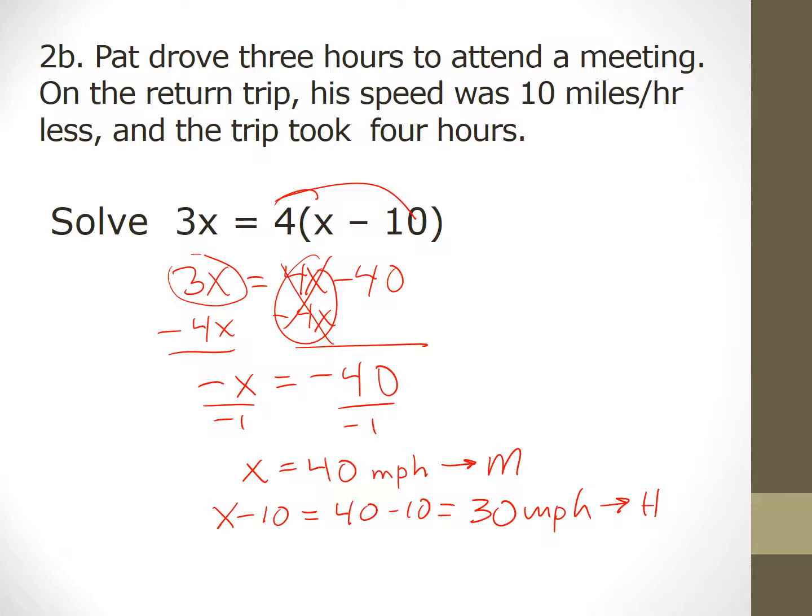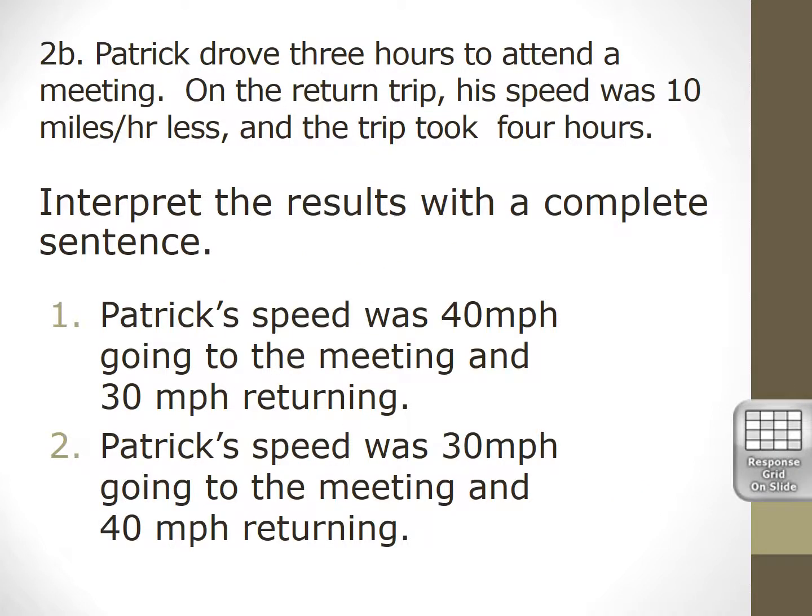So we were able to solve that equation, and now we get to summarize things. We want to interpret the results. It's given us two choices. Patrick's speed was 40 miles an hour going to the meeting, 30 miles an hour home, or Patrick's speed was 30 miles an hour going to the meeting, 40 miles per hour home. Now, since we were so good at defining x as being the speed going to the meeting, that would be the one that we would want to choose for sure.